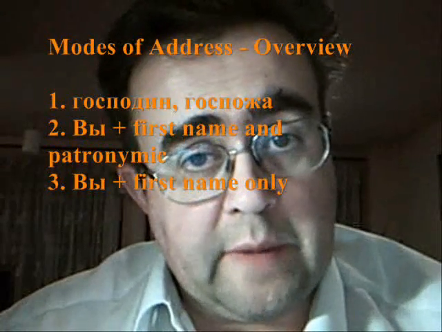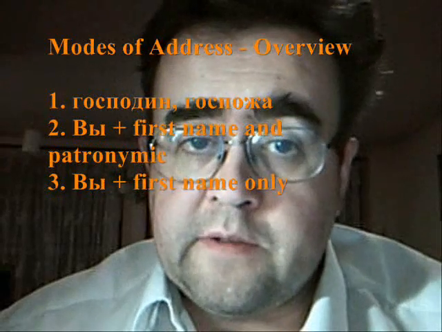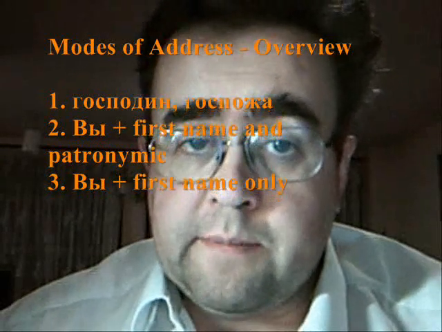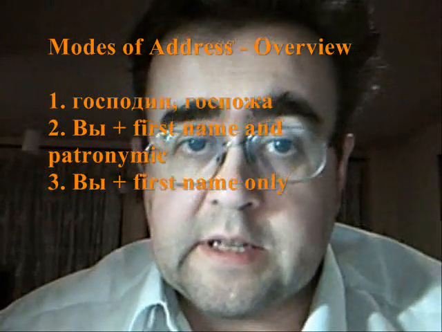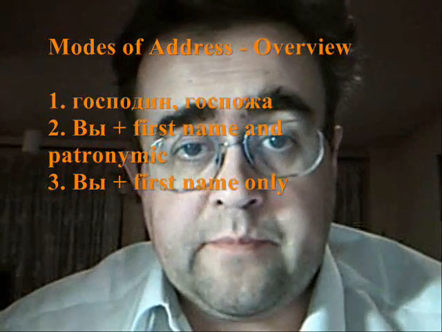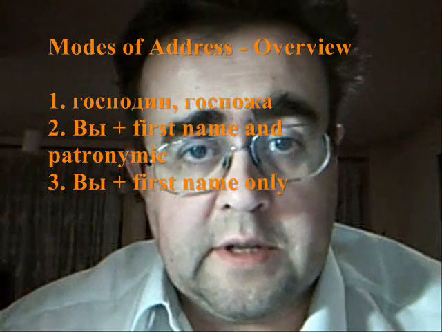With no further ado, let me go into the first part of the lesson, which is forms of address. There are 5 levels of formality in Russian. The first level is to call somebody Mr. or Mrs. something. That's господин и госпожа. This is very rarely used these days.